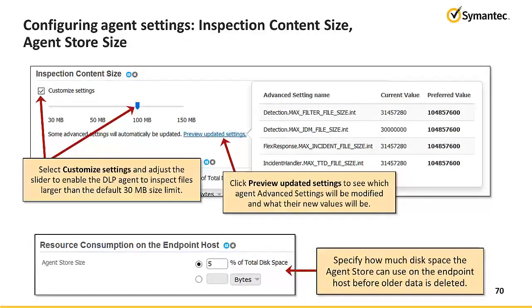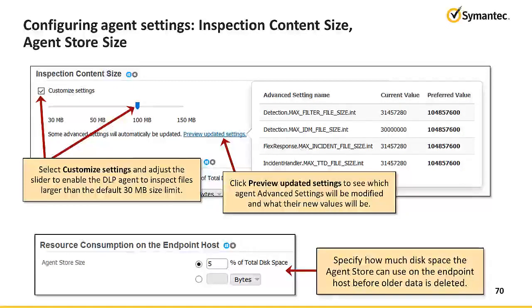With the inspection content size setting, now you can just drag the slider control to the desired size, and Symantec DLP will automatically adjust the relevant advanced settings for you. You can click the Preview Updated Settings link to see which agent advanced settings would be modified and what their new values will be. The available inspection content size settings for DLP agents are 30 megabytes, the default, 50 megabytes, 100 megabytes, and 150 megabytes.